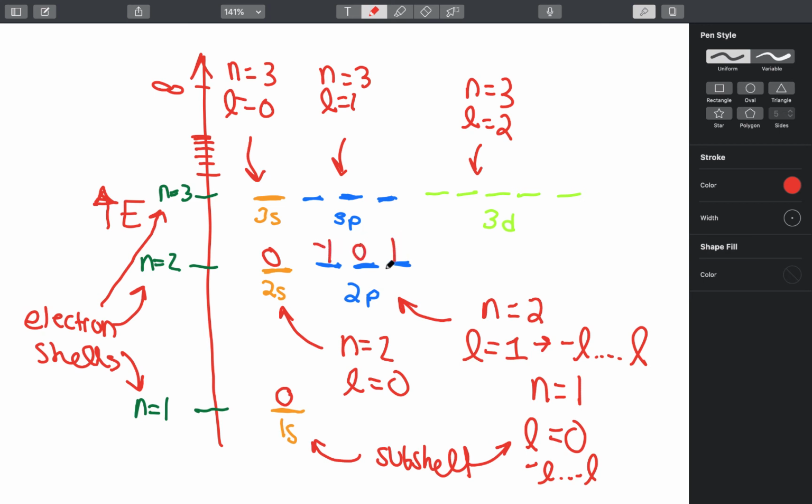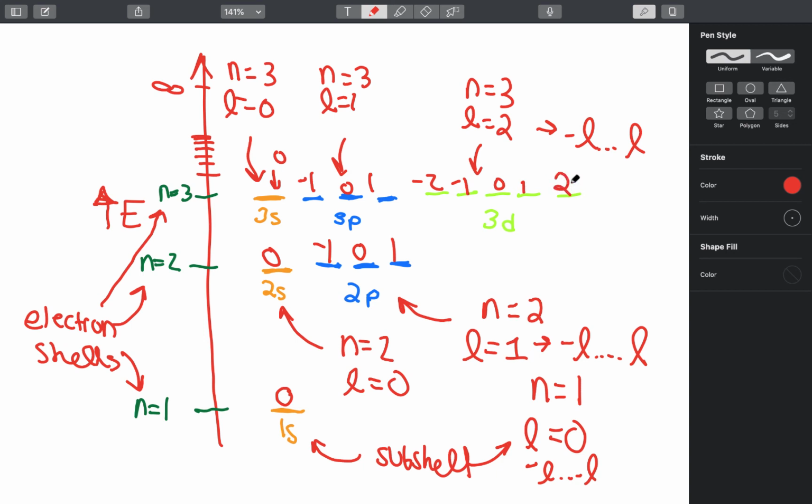Following our rule, negative L to L, we can label the 2p as negative 1, 0, and 1. Now, as we move up to the third electron shell, we have our 3s orbital. Since it has an L value equal to 0, we can call the magnetic quantum number of this orbital 0. And then for our 3d orbital, we see that L is equal to 2. Following our rule, negative L to L, we get negative 2, negative 1, 0, 1, 2.